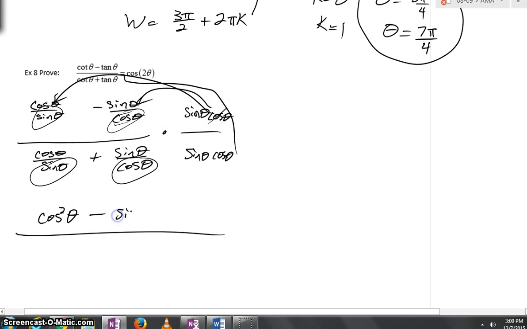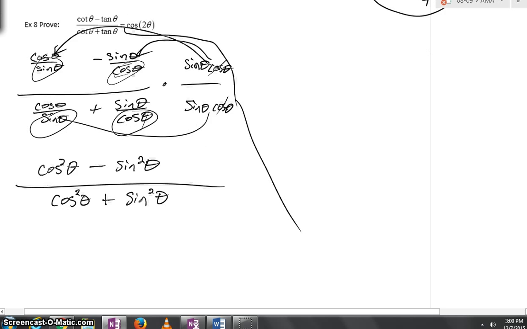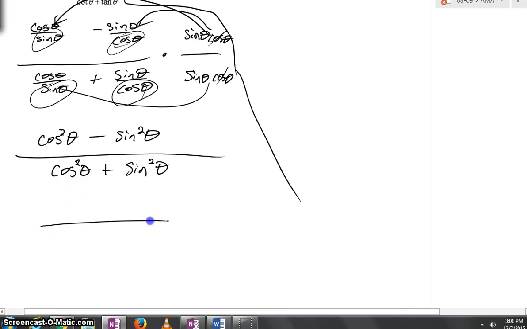Sine times sine would be sine squared. Down below in that denominator, the sines cancel. You'll have cosine squared plus, here your cosines cancel, you'll have sine squared. Well, things are getting better by the moment because right now I don't have my complex fractions. Second of all, you look down below and you'd say, now wait just a minute. What is cosine squared plus sine squared? 1.